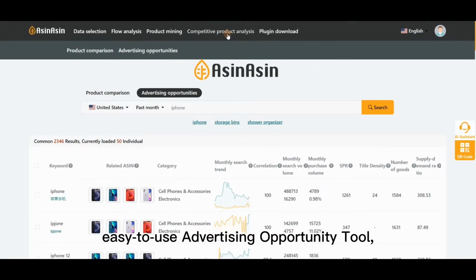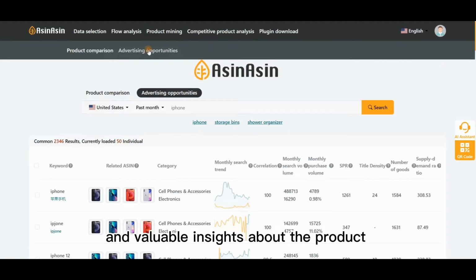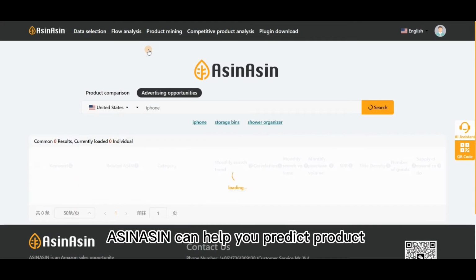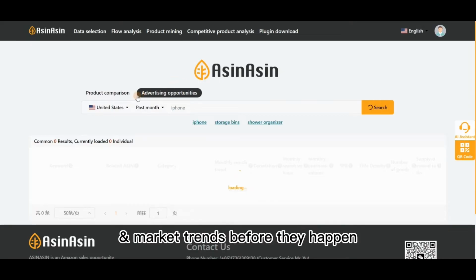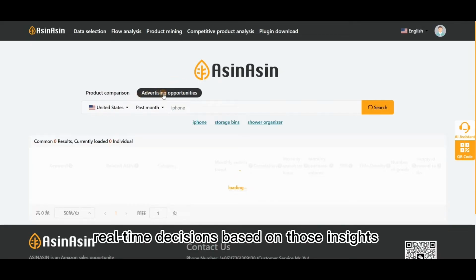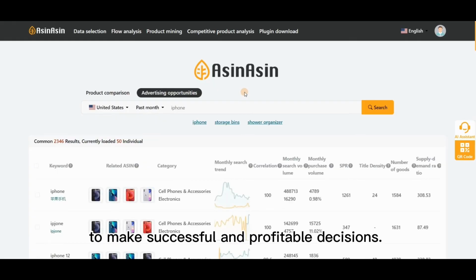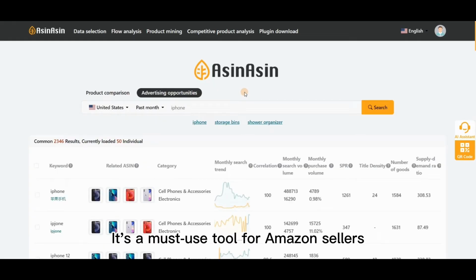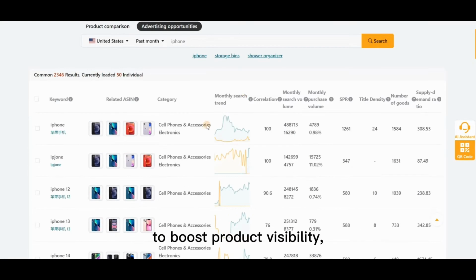With ASINASIN's easy-to-use advertising opportunity tool, you can find accurate and valuable insights about the product market position, demand, and advertising competition. ASINASIN can help you predict product and market trends before they happen so you can make quick real-time decisions based on those insights to make successful and profitable decisions. It's a must-use tool for Amazon sellers to boost product visibility, reach more shoppers, and boost sales.